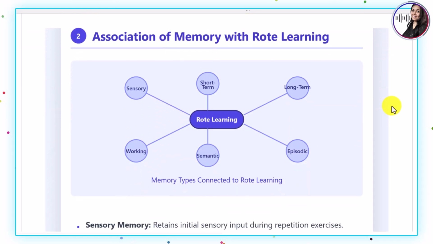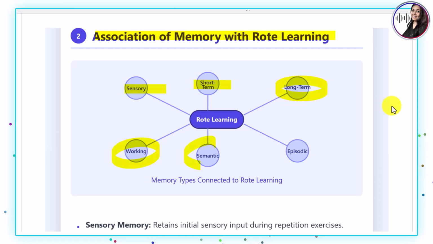Now let's move on to the association of memory with rote learning, where different types of memory play specific roles. The process begins with sensory memory, which briefly retains initial sensory input during repetition exercises. From there, information moves into short-term memory, where it is temporarily held while the learner repeats it. Working memory becomes active at this stage, processing the information during repetition and keeping it accessible. With sufficient repetition, information can be transferred into long-term memory, where it is stored more permanently.